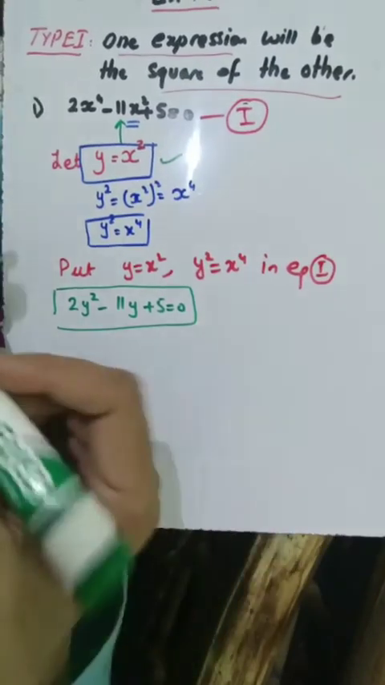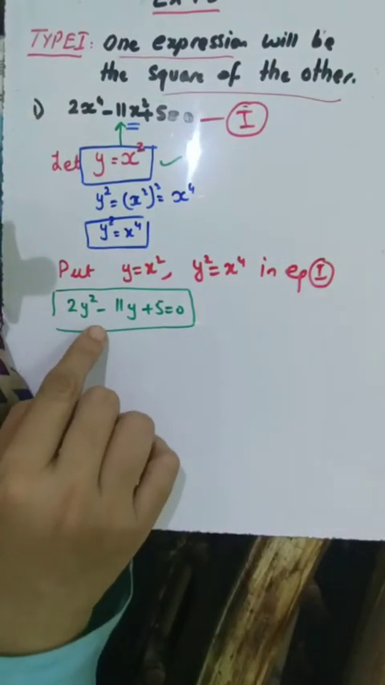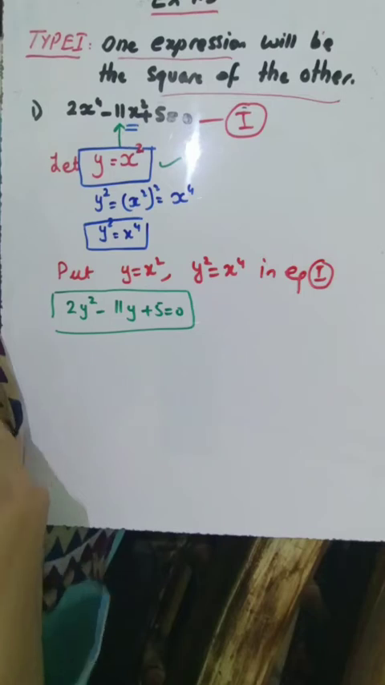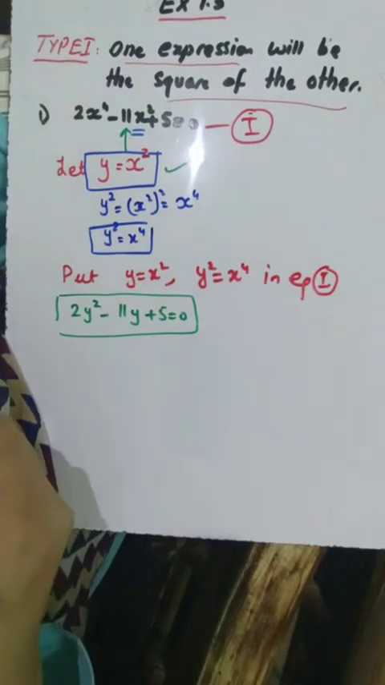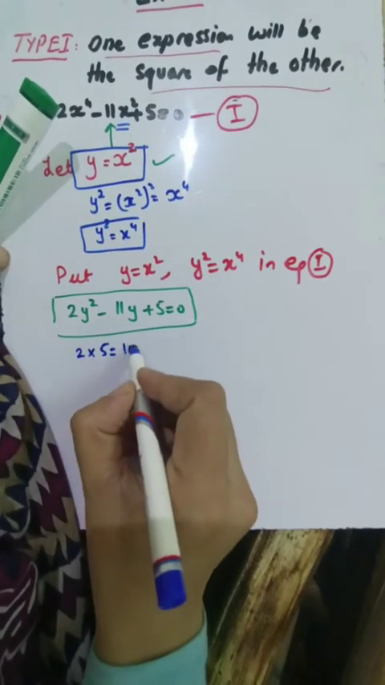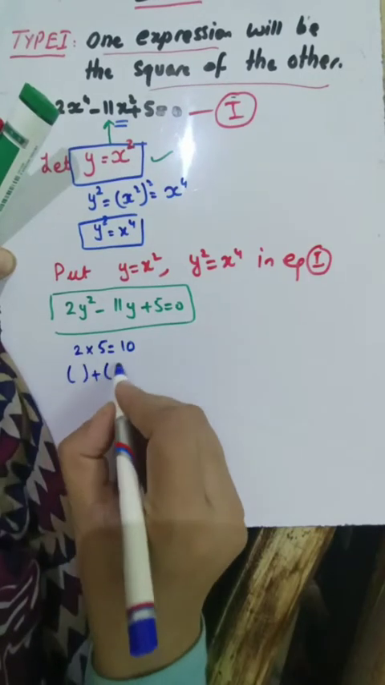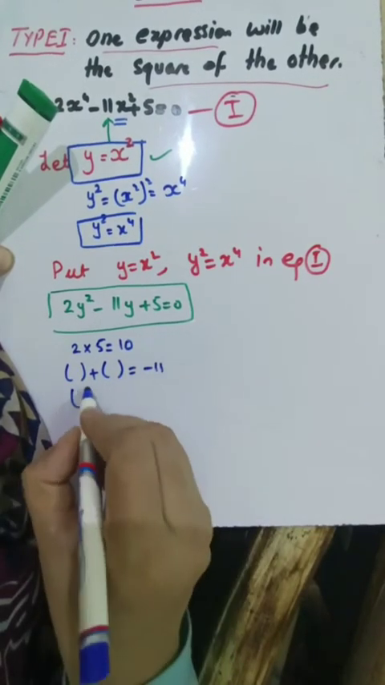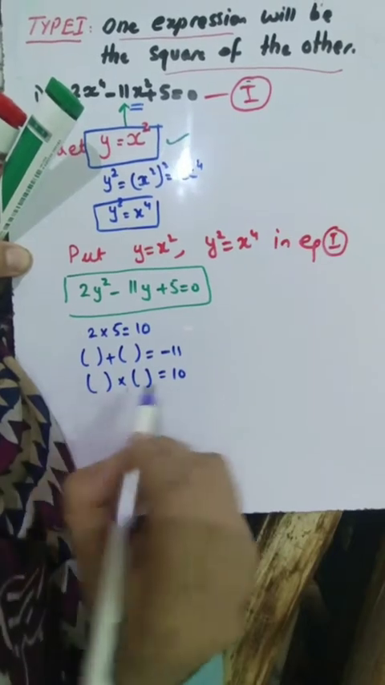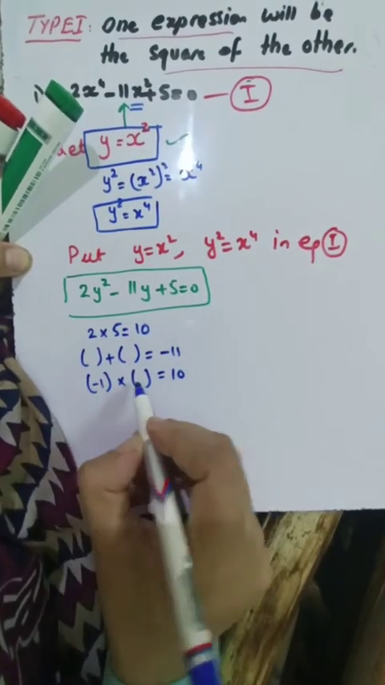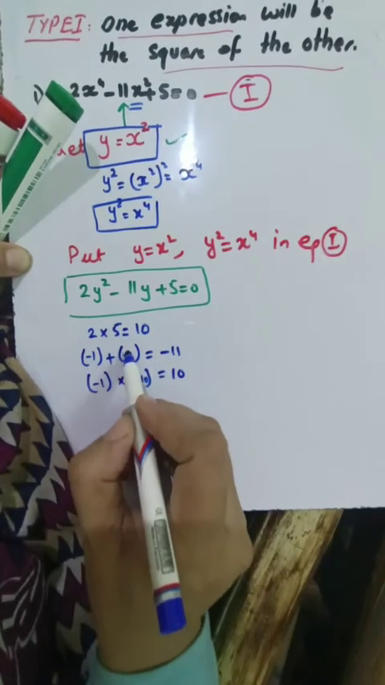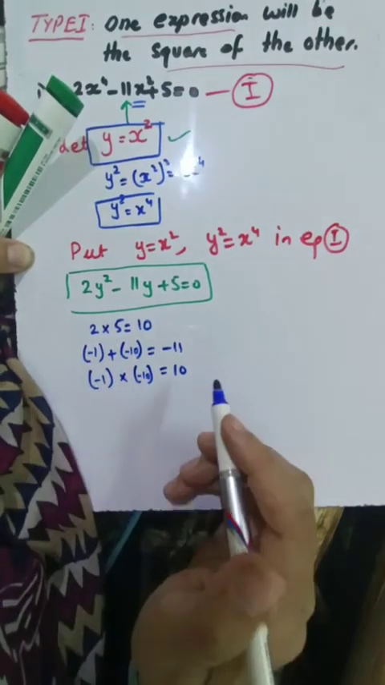Now I'm going to solve. After transforming this into a quadratic, we are able to solve this equation. You can solve it by any method you like, by factorization or by quadratic formula or by completing the square. Now if I solve it by factorization, then I will need two numbers whose product is equal to 10 and whose sum is equal to negative 11. The two numbers whose product is equal to 10 and whose sum is equal to negative 11 are negative 1 and negative 10, because their product is positive 10, and because we want negative 11, we will have to put a negative sign with both the numbers so that we get negative 11.